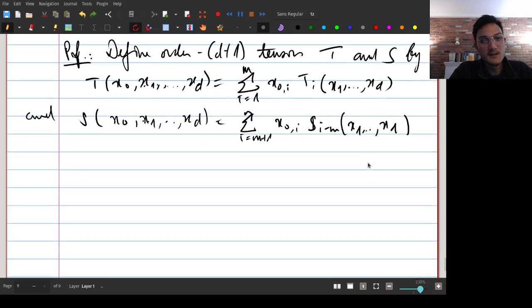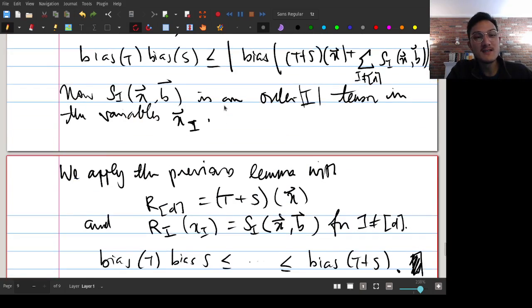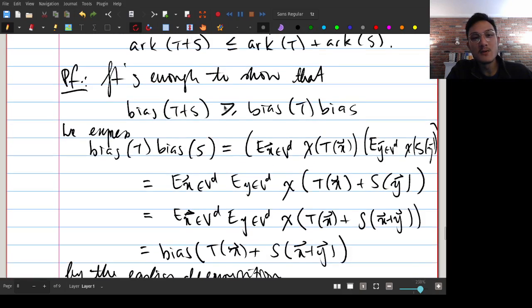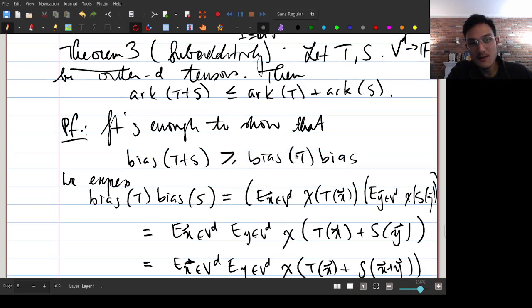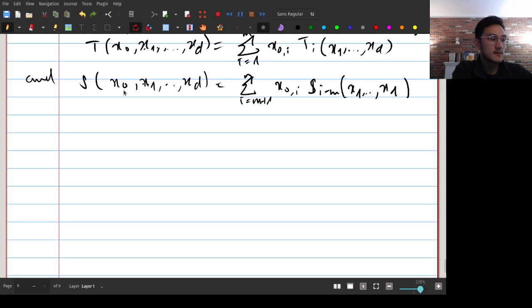Okay, now why would we do this? We do this because we know what the bias is. So strictly speaking, this doesn't actually use the inequality on the analytic rank. We're actually using this inequality on the bias. The bias is a probability, the probability that some d+1 tensor, if you look at the last d coordinates and fix them, is a linear form that is identically 0.